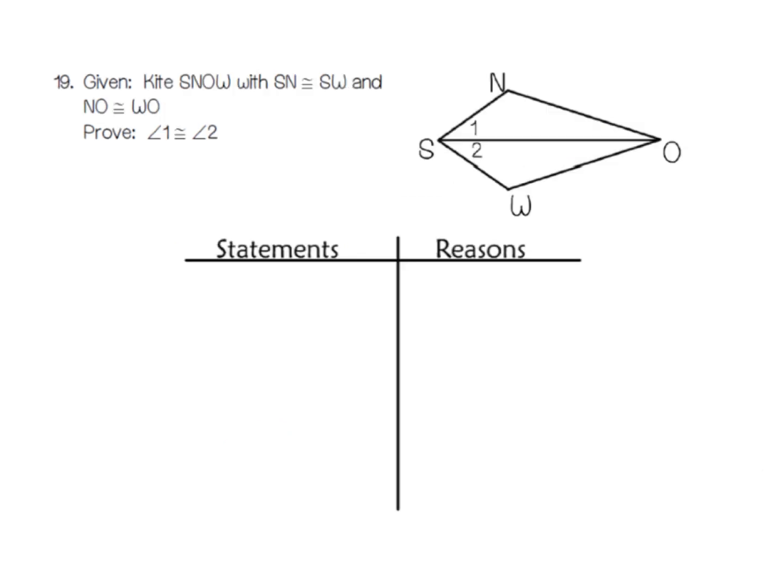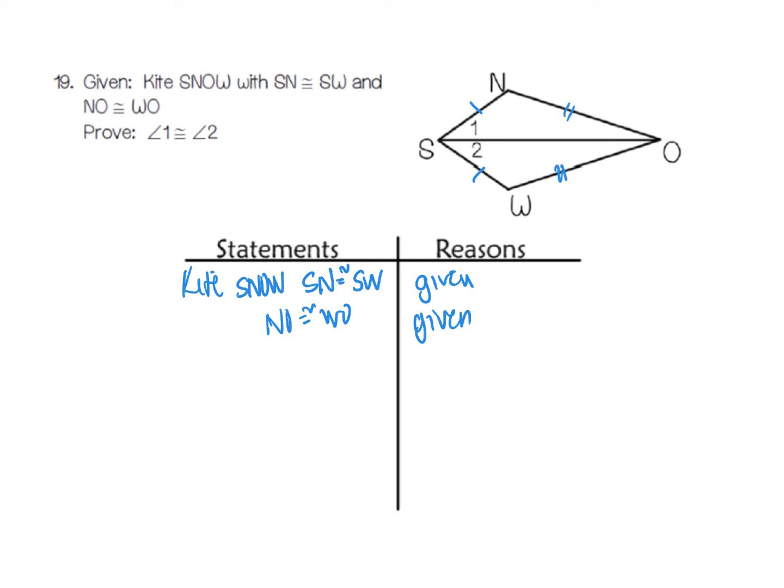Okay, last proof. We have given kite SNOW with SN congruent to SW and NO congruent to OW. All right, so we'll start with my given. We have kite SNOW. We know that SN is congruent to SW. SN and SW, that's given. We also know that NO is congruent to WO. That's also given.